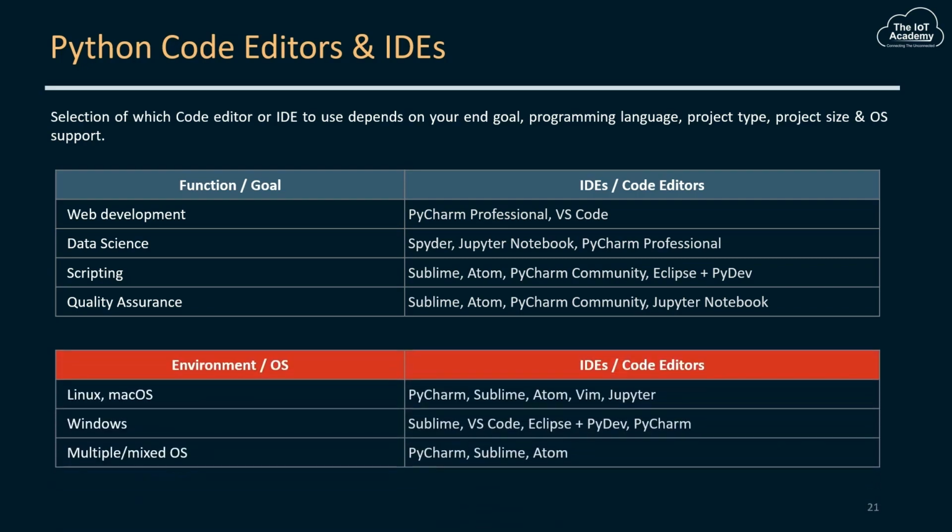Depending on the environment, various IDEs can be deployed. For Linux or Mac OS, we can deploy PyCharm, Sublime, Atom, Vim, Jupyter. For Windows, we can deploy Sublime, VS Code, Eclipse plus PyDev and PyCharm. For multiple or mixed OSs, we can use PyCharm, Sublime or Atom.